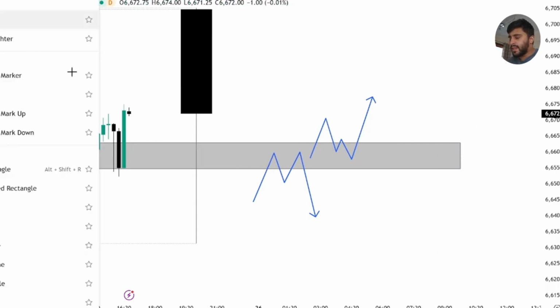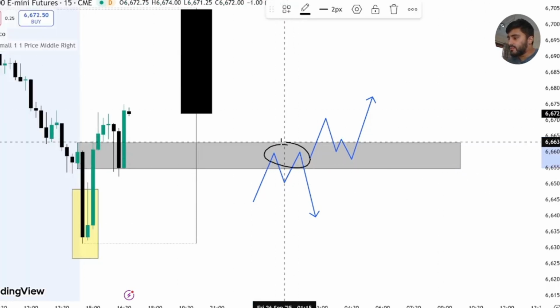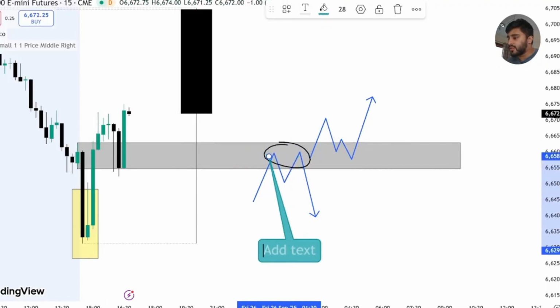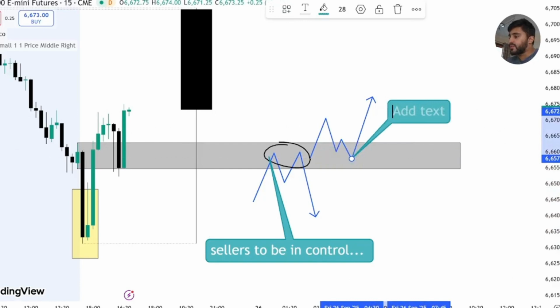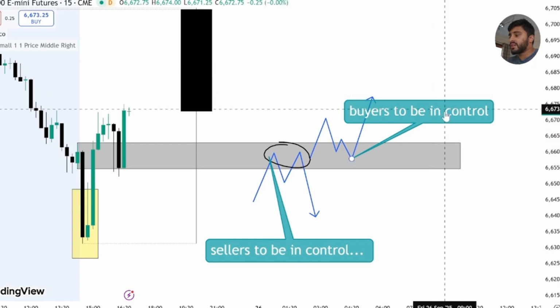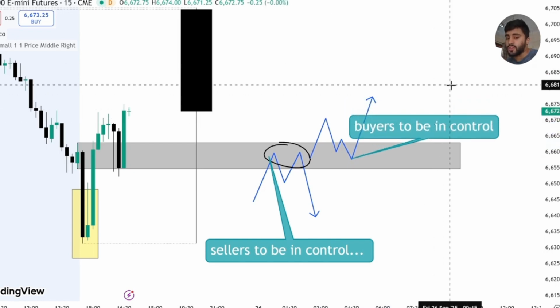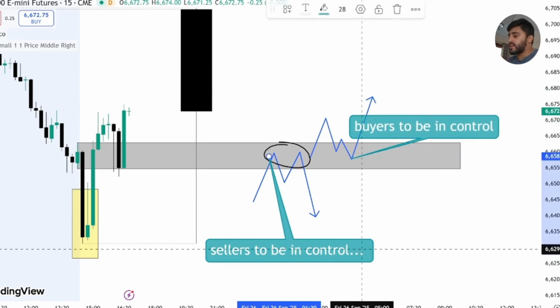So again, if we look at scenario 1, for example, what's going on in scenario 1 is we need sellers to be in control, right? And there's only one way to spot if sellers are in control, and vice versa. If we're looking for a buy, we want buyers to be in control of the price, right? So we can't predict the markets. We can only trade based off what the market shows us. Who is in control at your key levels, right? This is trading in a nutshell.